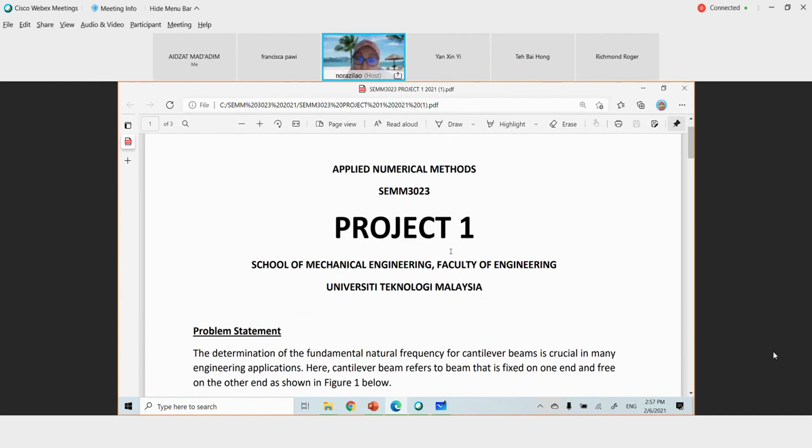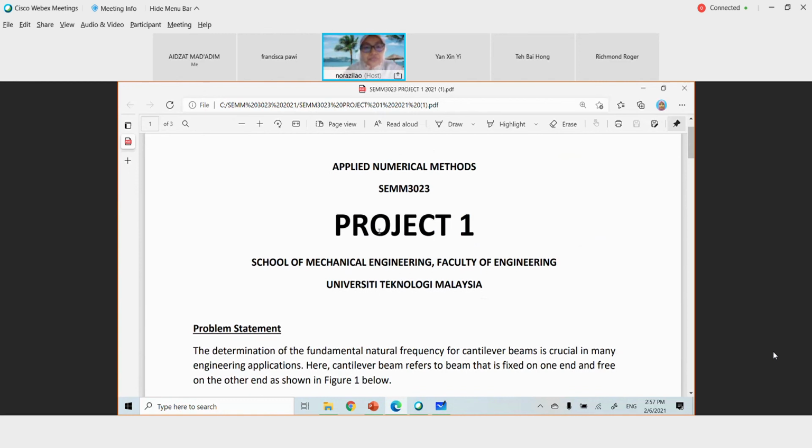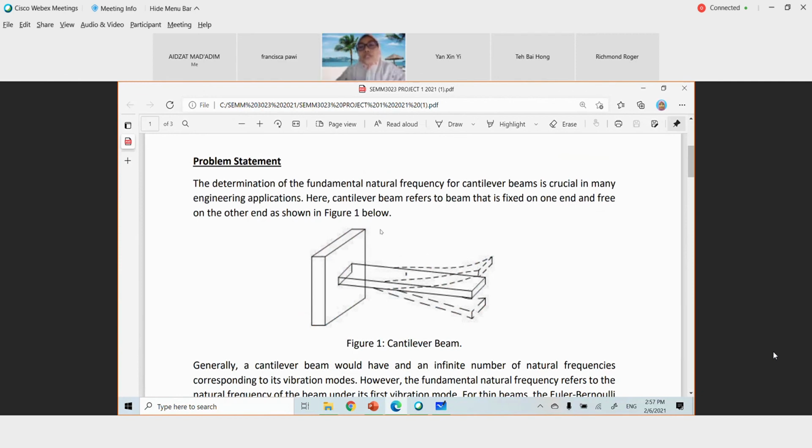Okay, it's project number 2 in my section. I hope everybody has your own group. Semua dah ada? Siapa tak ada member, tolong ask in the group. Okay, make sure that after I finish today, you can start this project.